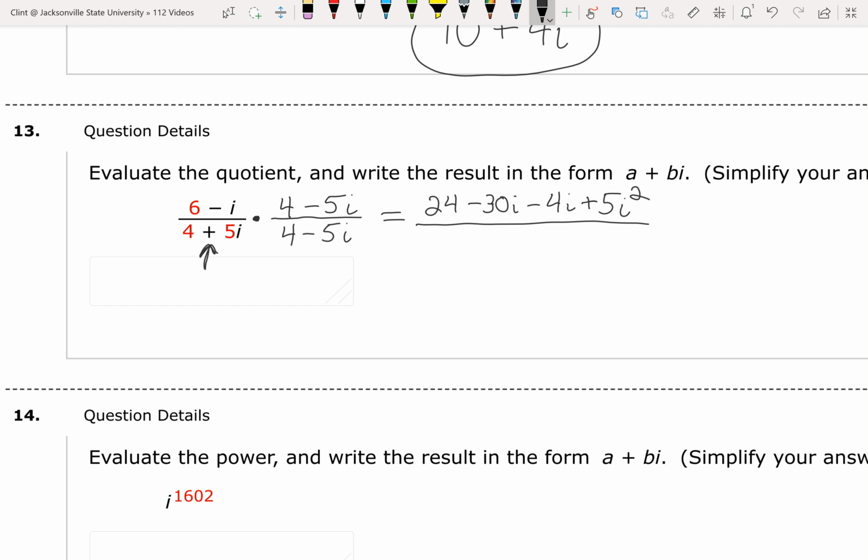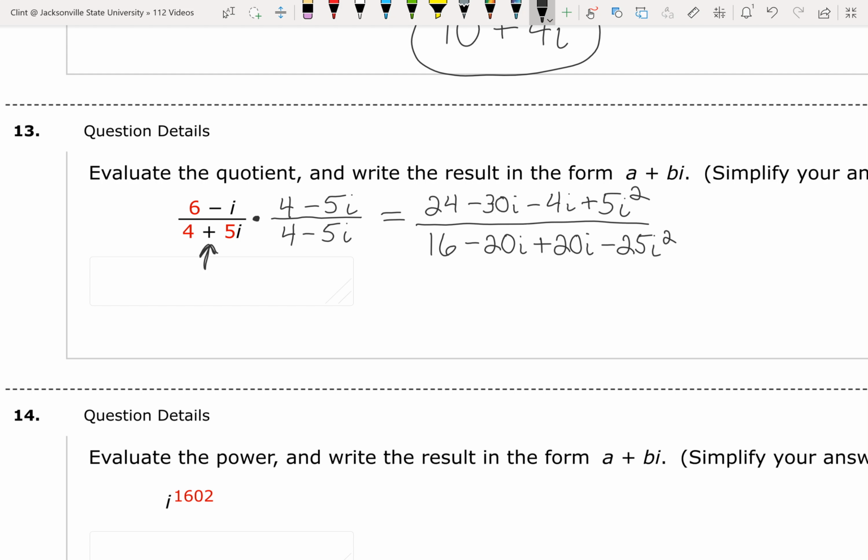On the bottom, 4 times 4 is 16. 4 times negative 5i is negative 20i. 5i times 4 is plus 20i. 5i times negative 5i is negative 25i squared.